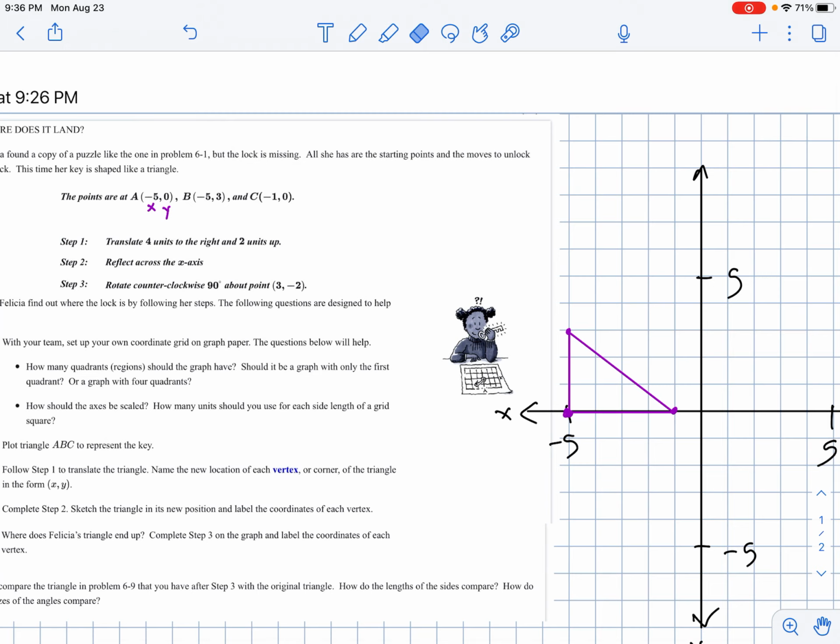And again, this is going to be point A right here, point B, and point C. So that's the first thing you have to do. Now, step 1 is to translate 4 units to the right and 2 units up. So all you do is you take each of the vertices and count 4 right and 2 up.